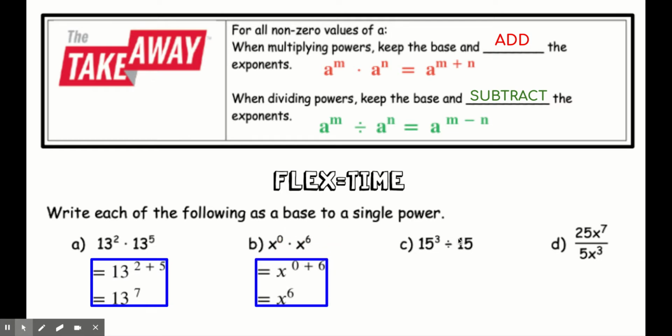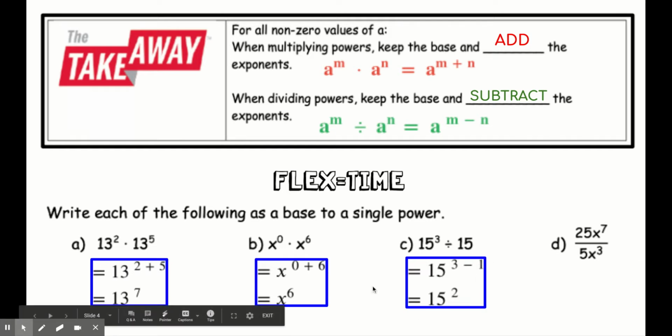Okay. All right. In example C, I do see a division sign, so I am going to be applying the quotient rule, but I'm missing an exponent. Whenever you're missing an exponent, you can go ahead and put a 1 there. Okay, so I'm doing 13 minus 1. That gives me 2. So I have 15 to the 2nd power.